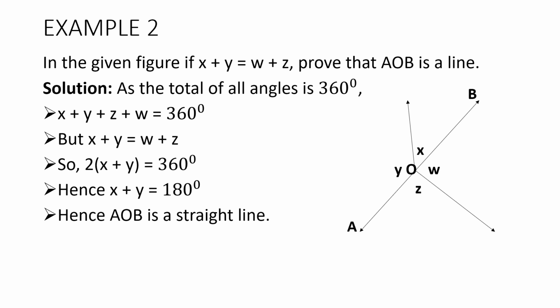So now, first of all the four angles, the total measure will be 360 degree. So x plus y plus z plus w is 360 degree, but x plus y is w plus z. So in place of w plus z, just put x plus y. So 2 times (x plus y) is 360 degree, or x plus y is 180 degree. Since x plus y is 180 degree, AOB is a straight line.